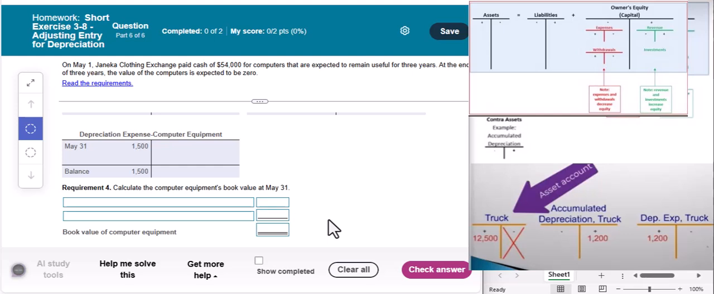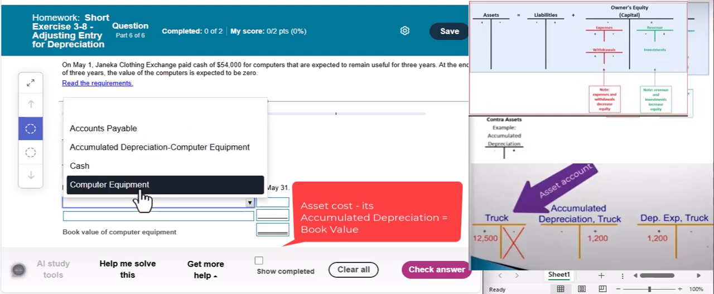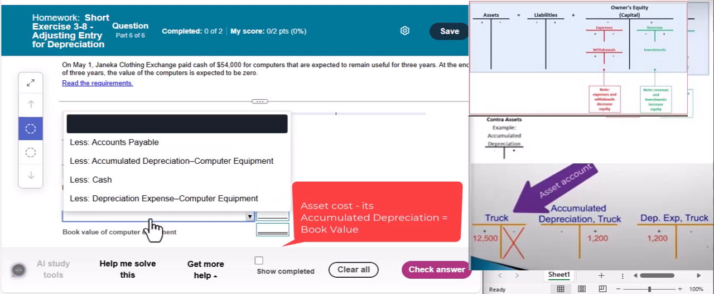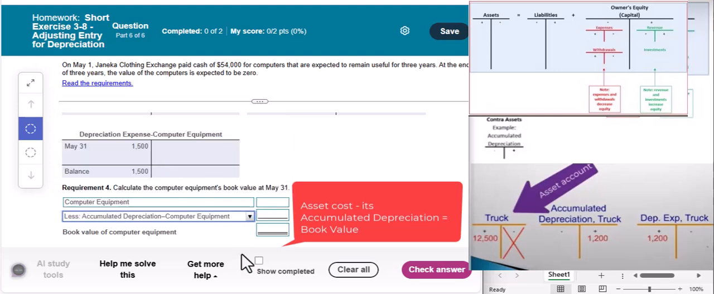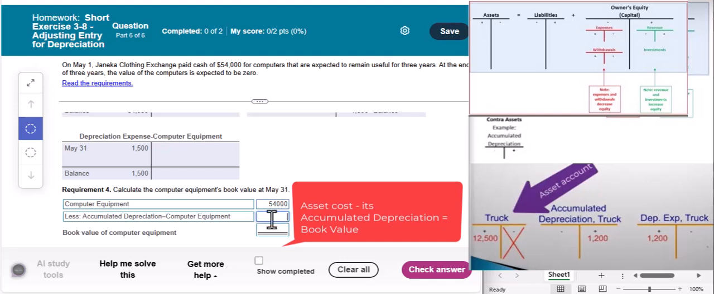Now, do you remember what the formula is for book value? It is the cost of the equipment minus the accumulated depreciation. We're going to put in the computer equipment here first, and then the accumulated depreciation second here, and that's going to give us the book value of computer equipment. So again, the computer equipment's value at the beginning is $54,000. That is what we paid for it. And then less the accumulated depreciation, which again was $1,500. So that is going to go right here. And then we subtract that out.